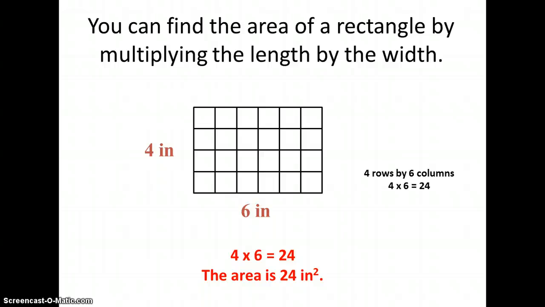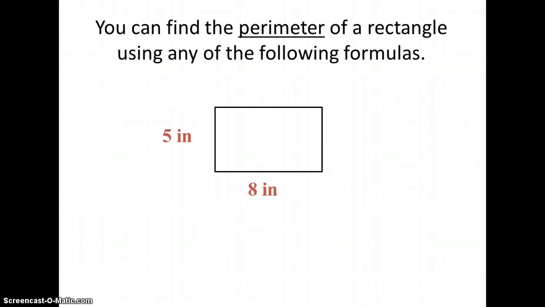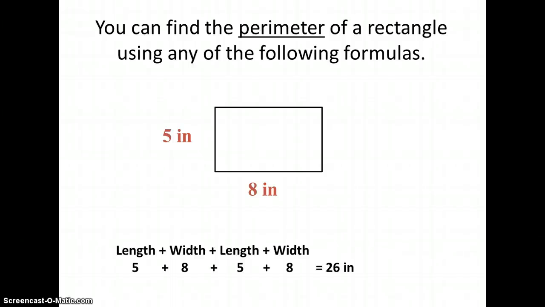So let's review the formulas for area and perimeter of rectangles. You find the perimeter of a rectangle using any of the following formulas, and there's a few. The first is length plus width plus length plus width. And that's simply if you were walking around this rectangle and counting or adding all of the sides together in the order that you walked around. Since it's a rectangle, I know that the length on the left and the right are both the same, and the width on the top and the bottom are both the same.